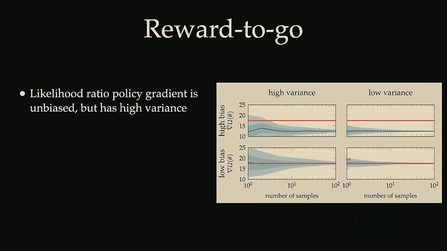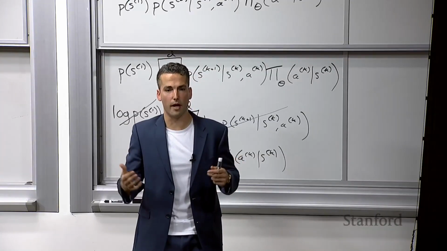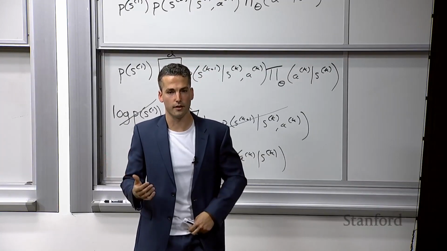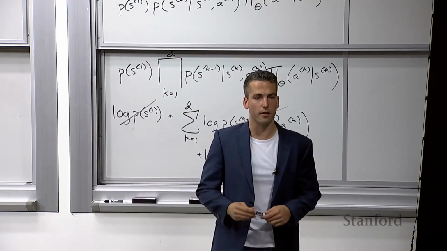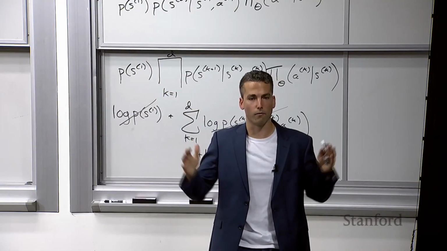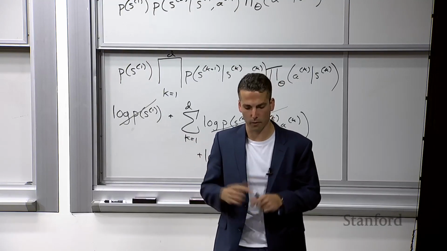Where we're sitting at right now with our likelihood ratio policy gradient is here. We have low bias, but we have high variance. So now what we're gonna focus on is how can we reduce the variance of this estimate? And I think that goes back to your question earlier about don't these rollout methods give us very high variance? And the answer is yes, especially when we're working with the likelihood ratio policy gradient. So how can we now reduce that variance? That's what we're going to talk about now.